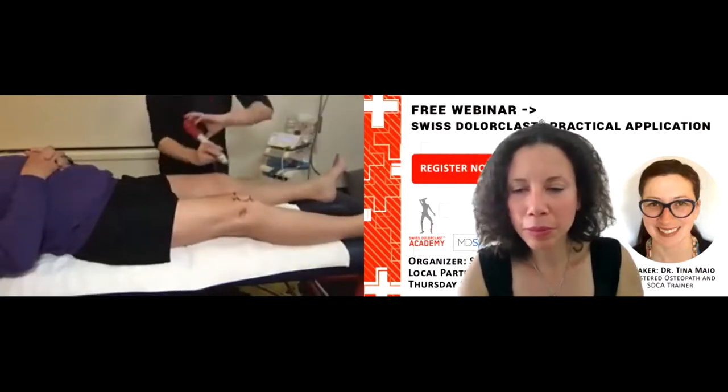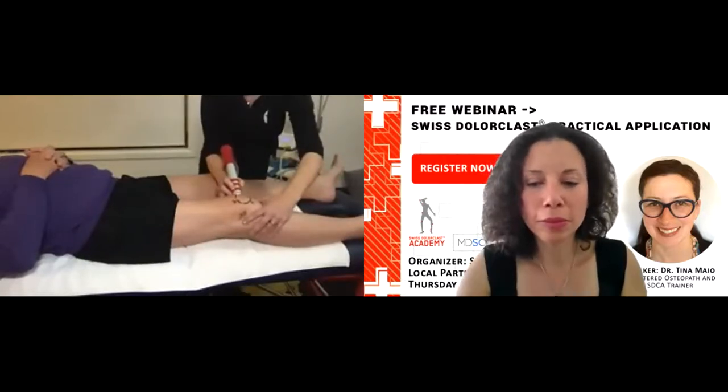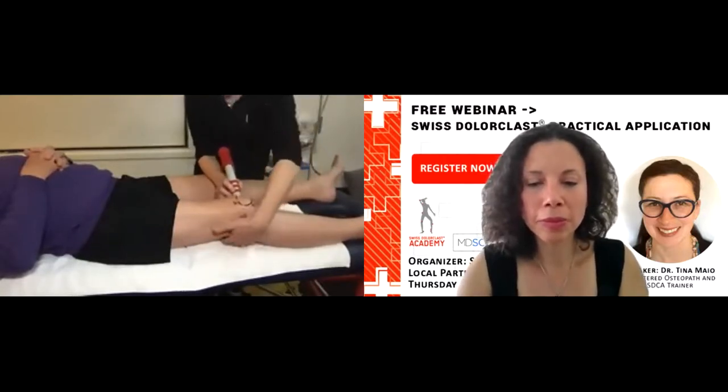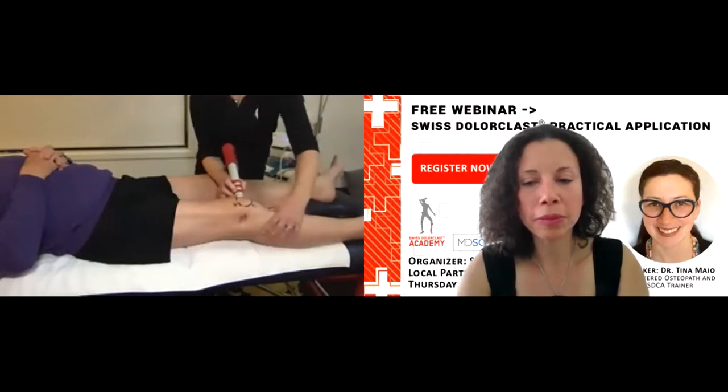Great. So I'm coming to the inside. I'm going to do the same. He doesn't have full extension either, which is also quite common with an osteoarthritic knee. So I'm running just along the medial joint line.